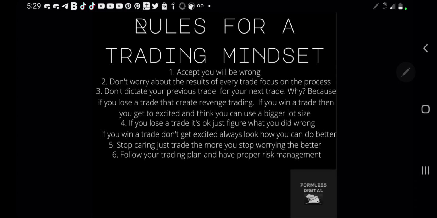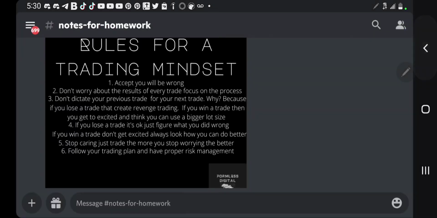Number 4, if you lose a trade, it's okay. Just figure out what you did wrong. If you win a trade, don't get excited. Always look at how you can do better. Number 5, stop caring. Just trade. The more you stop worrying, the better. Number 6, follow your trading plan and have proper risk management. That's something I came up with for my Discord group for people.